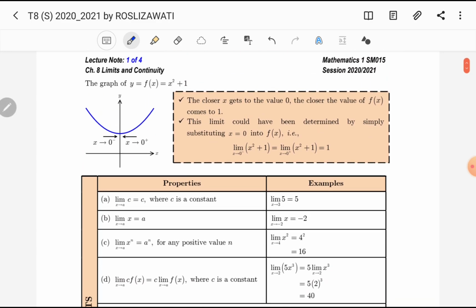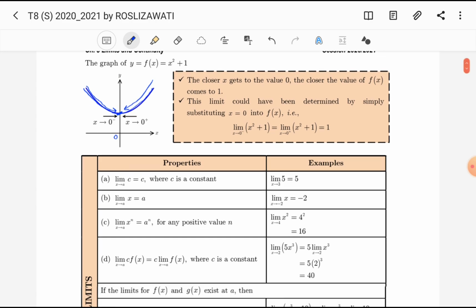So for the previous function, this is the graph. This is the graph of a quadratic, and the y-intercept is 1. So bila graf tu semakin dekat dengan 0, graf tu semakin dekat dengan 1. Sama jugalah from here, and then approaches 1. So that is from the graph. Okay, so we go to the next one.